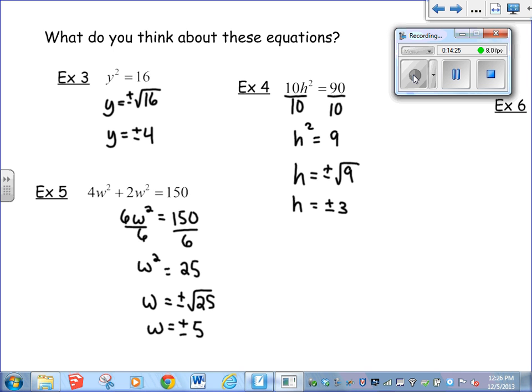Very nice. Any questions? No, you good? All right, one last challenge. I'm going to give you guys this last equation, example 6. I want you and your partners to work through it. When you have the answer, call me over and you can start your homework.